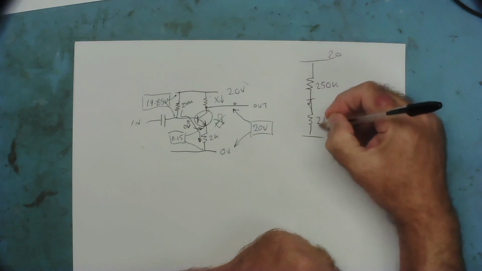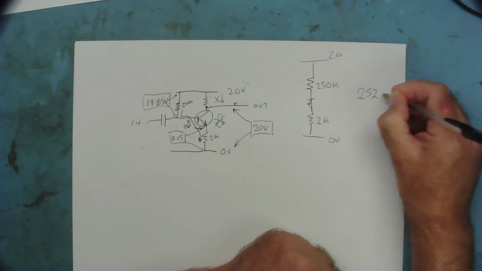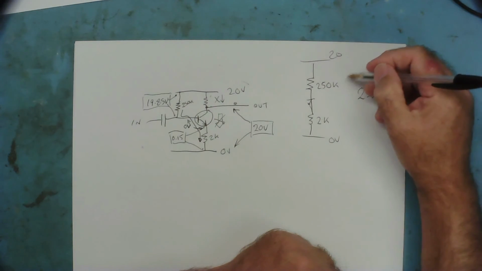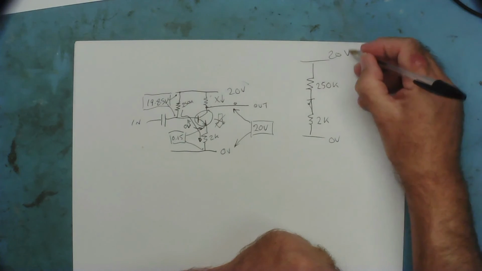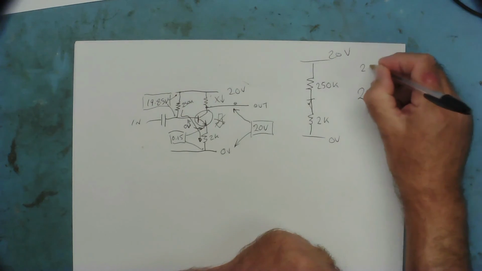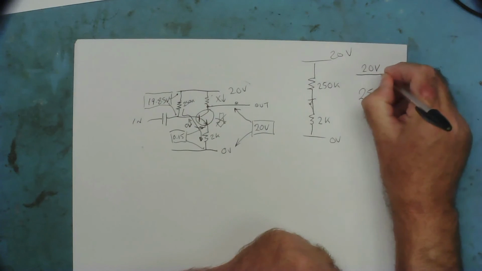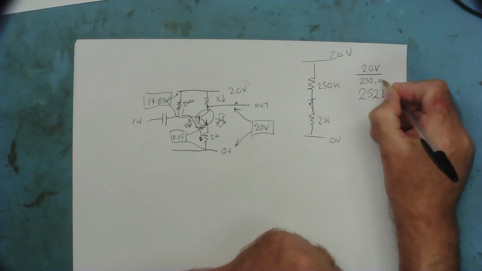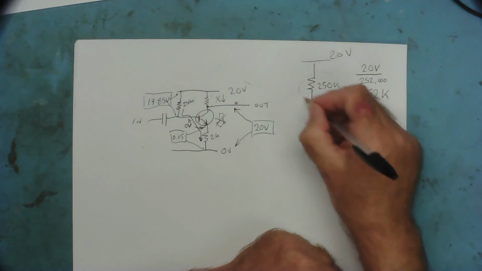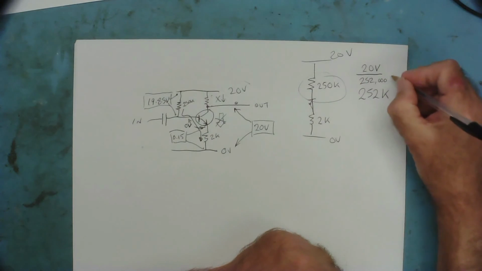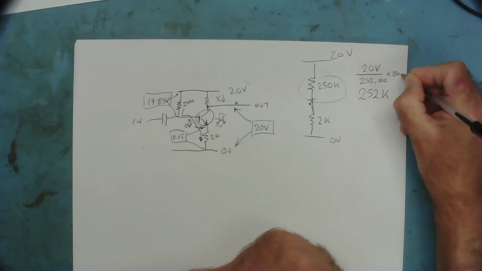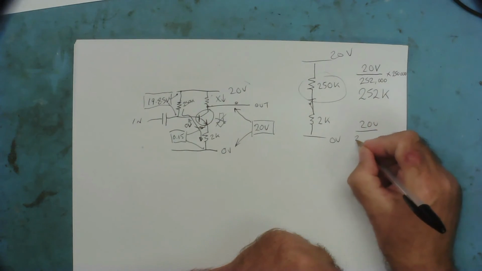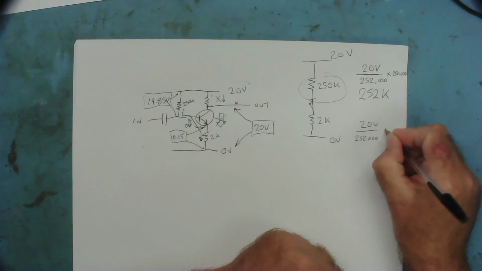The total resistance, the two together, is 252k. So what should be the voltage drop across this resistor, if that's the case? Which is quite easy to work out, actually. This is Ohm's law. You take 20 volts, yeah, and you divide it by the total resistance, 252,000, yeah, and then you multiply it by the resistance of the one you want to know the voltage drop across, yeah, times 250,000. If you wanted to know the voltage across this one, you take 20 volts, divided by 252,000, times 2,000.